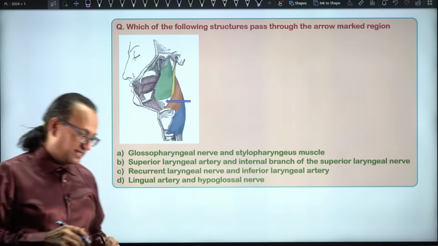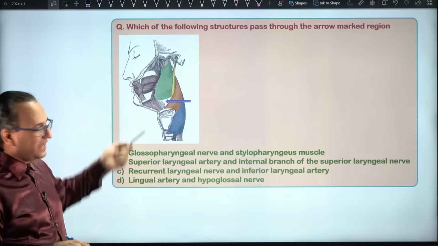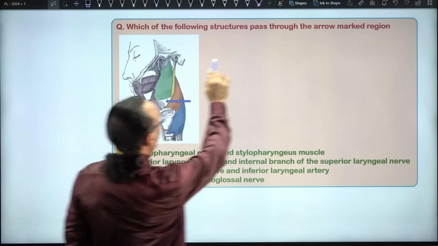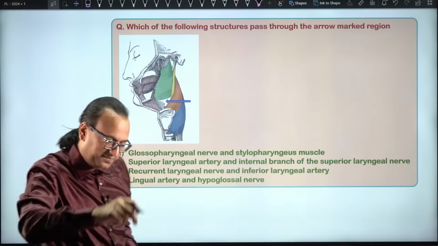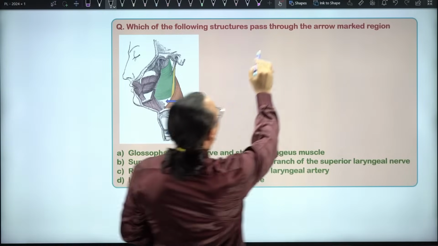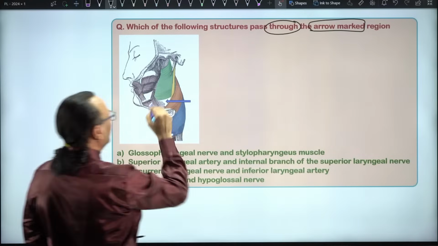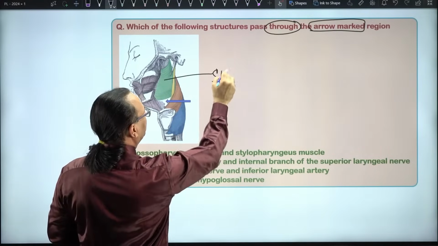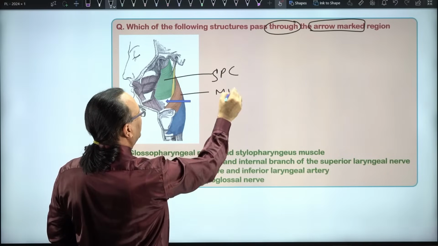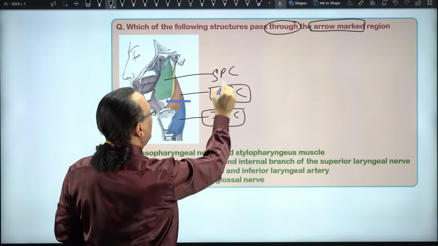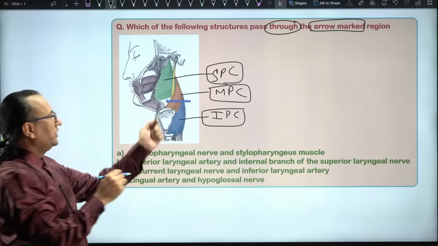So this is one question which I think was diagram based, and it is asking which of the following structures passes through the arrow marked region. Basically there is a superior pharyngeal constrictor, there is a middle pharyngeal constrictor, and then an inferior pharyngeal constrictor, and the arrow mark is between the superior and middle pharyngeal constrictor.